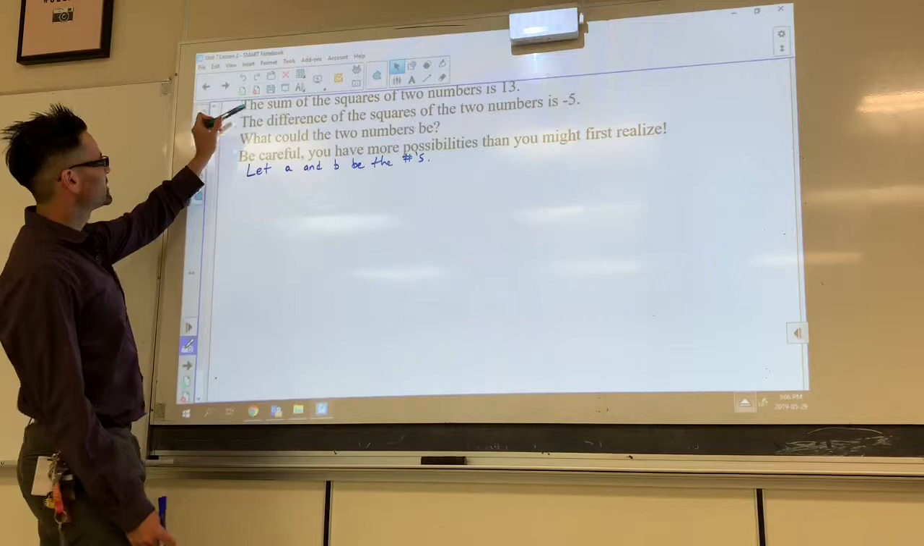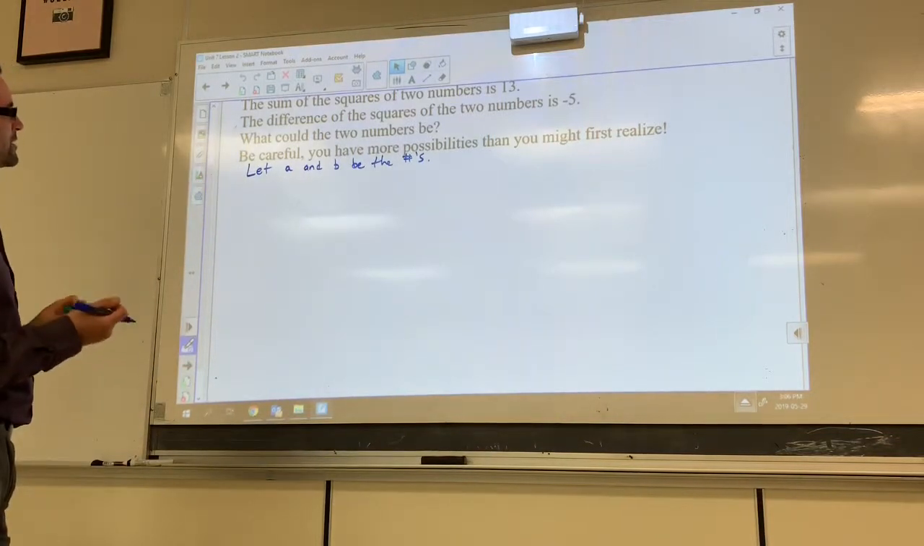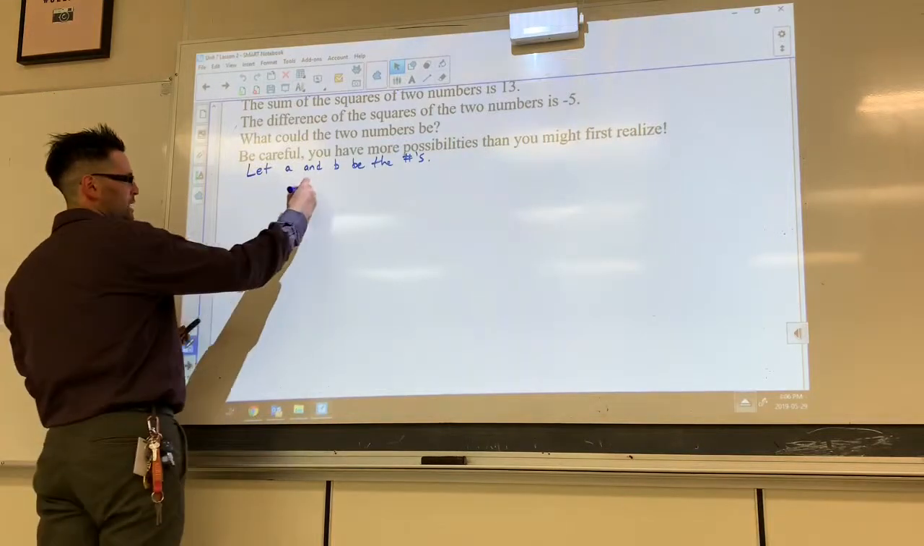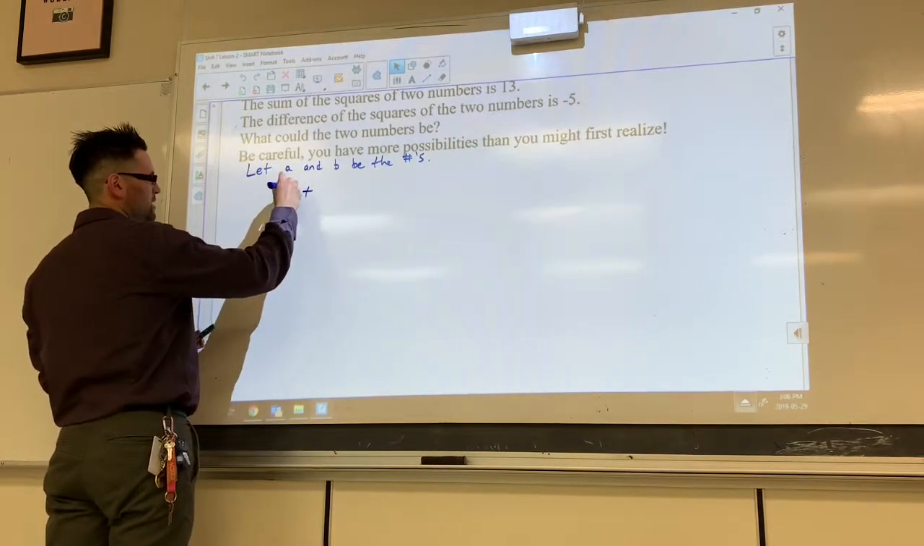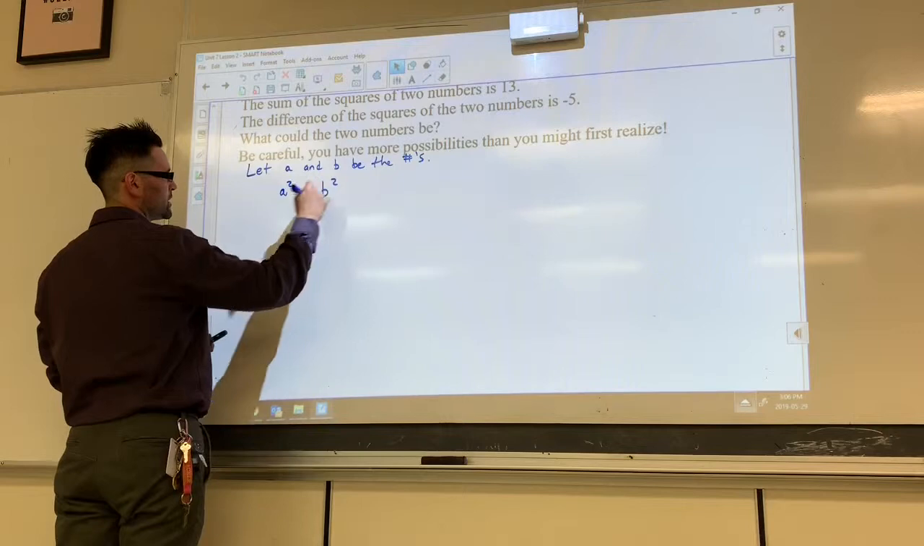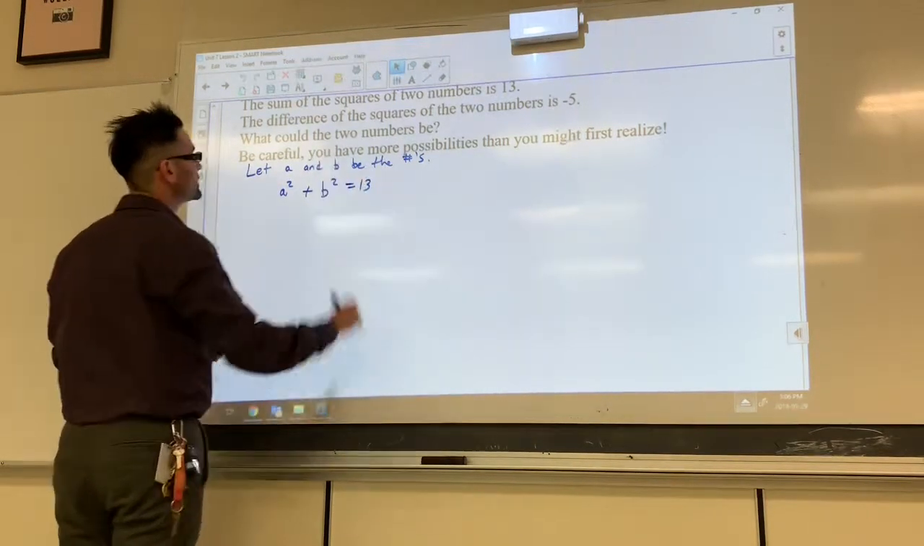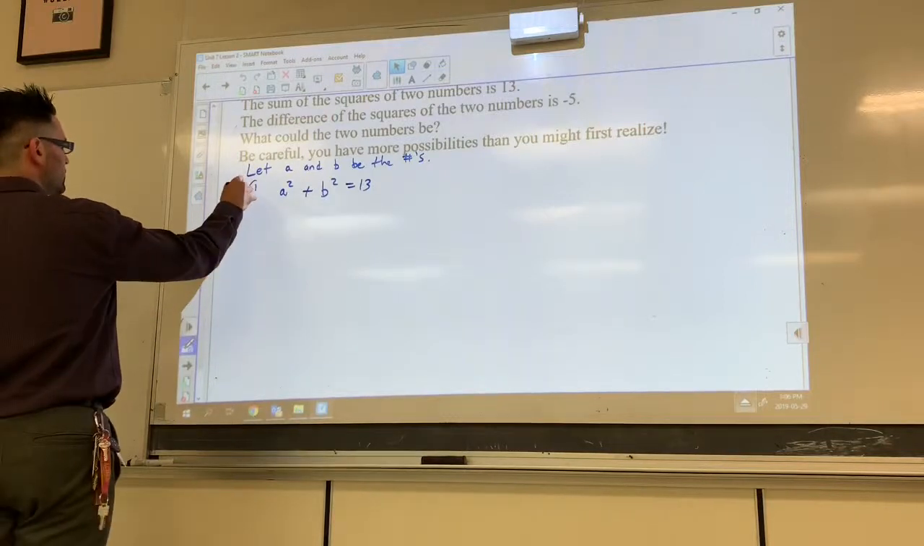So, set up your first equation. It says the sum of the squares of the two numbers is 13. So sum means add, and squares means that you square each number. So it's the sum of the squares, it equals 13. So that's your first equation.